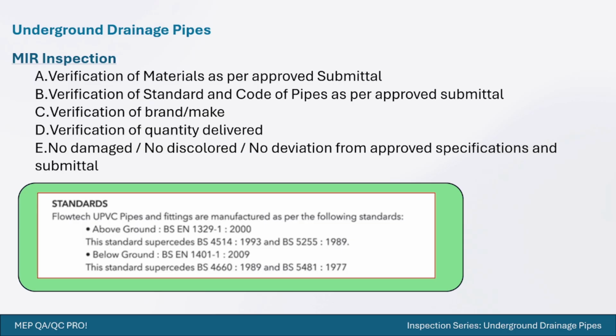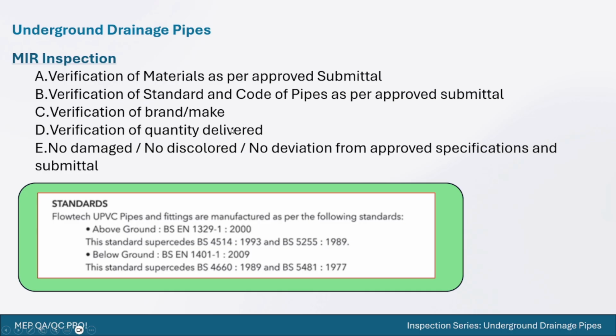What are the types and sizes to be used at your site, and what are their standards and codes, which I will show you in a couple of minutes. You will take that data for the standards and codes. Then you will verify which brand and make is approved for your project. All these things you will get from the material submittal.